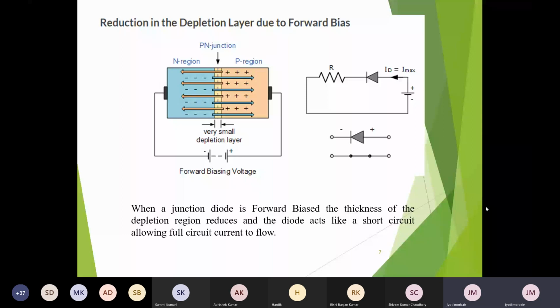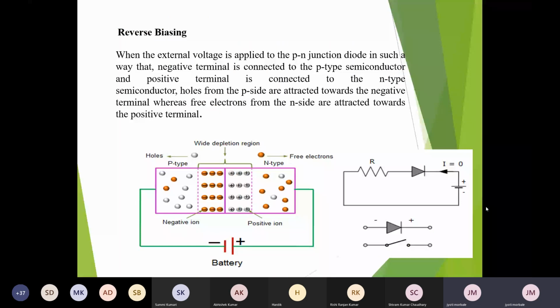What happens in reverse bias? Exactly the opposite. In reverse bias, the P region of the diode is connected to the negative terminal of the battery, and the N region of the diode is connected to the positive terminal of the battery. Because of this, the majority charge carriers from both regions try to flow away from the junction, and because of this the width of the depletion region increases. As you can see in this diagram, the P region is connected to the negative terminal of the external battery, and the N region is connected to the positive terminal.